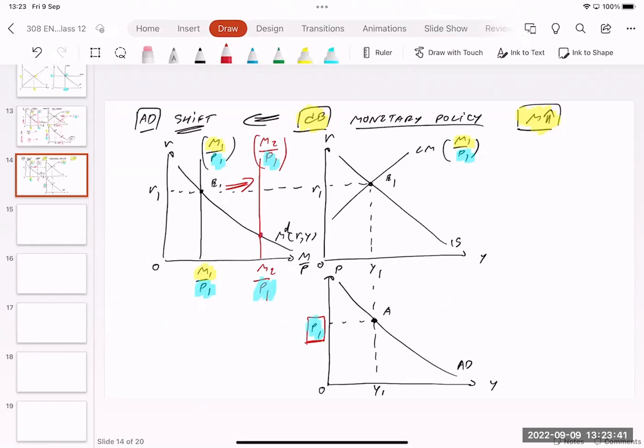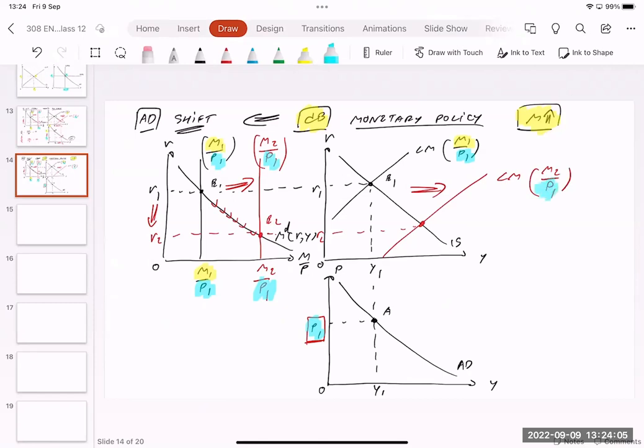As you can see, the equilibrium point in the money market changes from E1 to E2. The real interest rate drops from R1 to R2, okay? And it causes the LM curve to shift to the right. This is the LM curve when you have the real money supply equal to M2 over P1. As you can see, P1 is the same, okay?